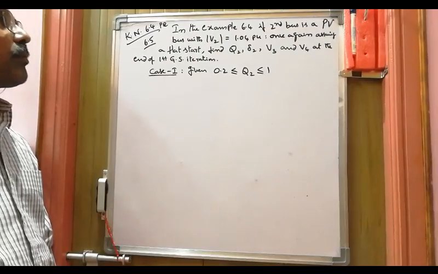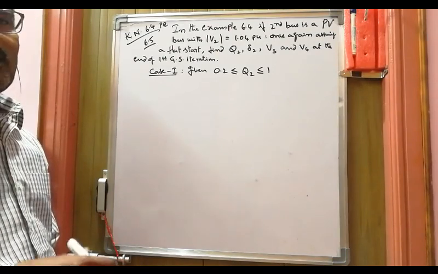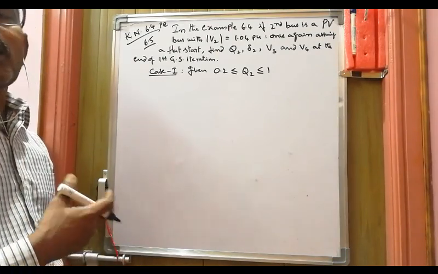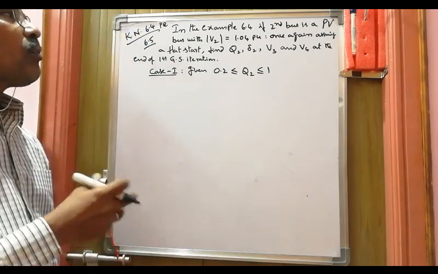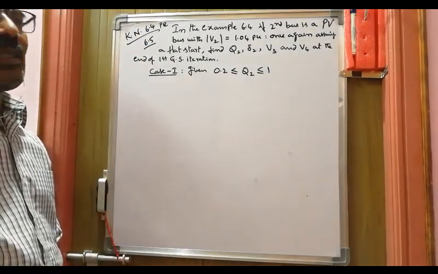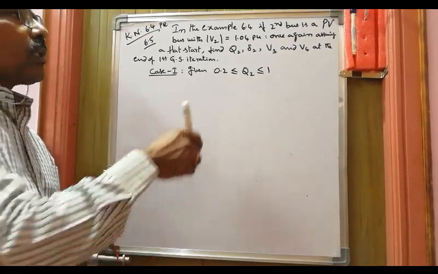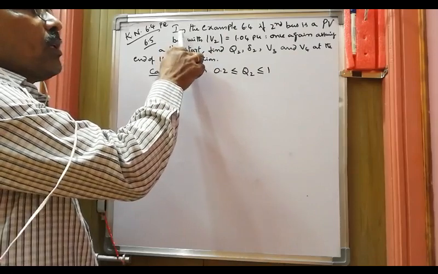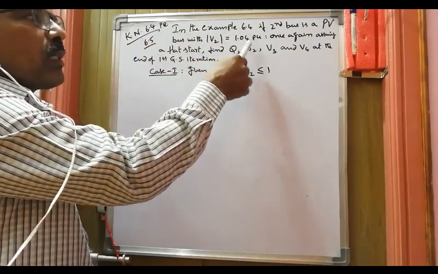Dear students, yesterday we solved a worked out example from Kothari and Nagaraj, that is 6.4, when all buses are given as PQ buses. Now it is an extension to the same problem. You can just go through. In this example 6.4, the same problem we are now considering.